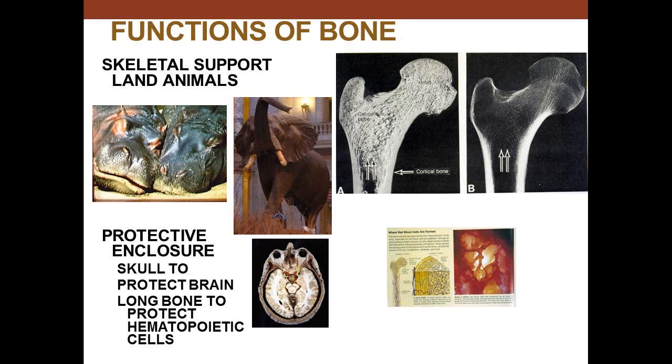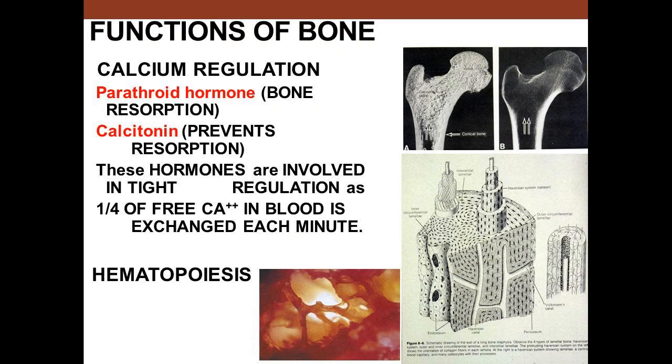Also, it protects enclosures. It protects your chest with your ribs. It also protects your brain with the skull itself. And the long bones are a source of hematopoiesis. So, before you can get blood cell formation, it is protected in the spaces of the cancellous bone or the spongy bone. So the function of bone also is in regulation of calcium.